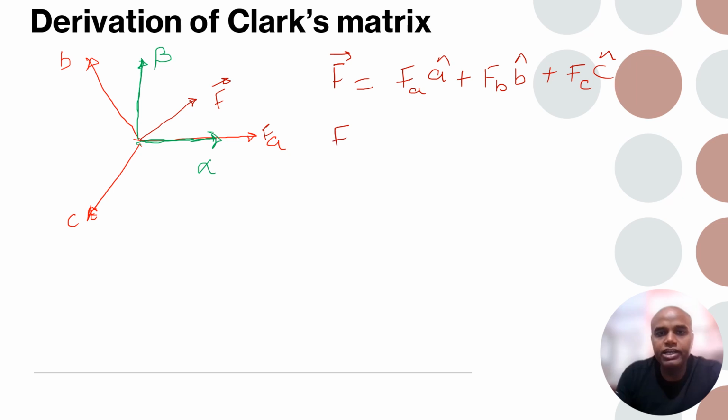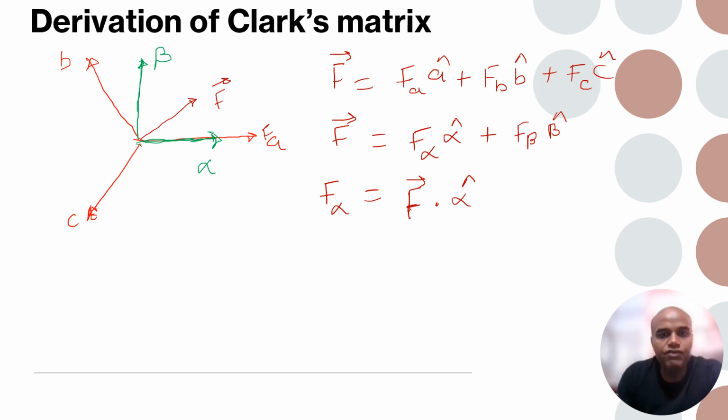And vector F in terms of alpha beta phase will be F alpha, alpha cap, and F beta and beta cap. Here F alpha is equal to, it is nothing but vector F dot alpha cap. So we have this.